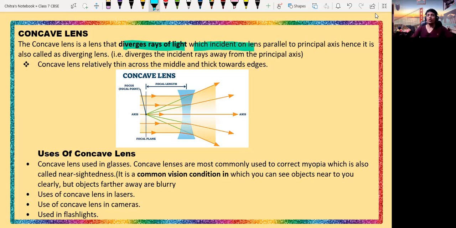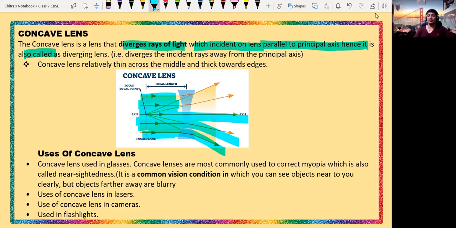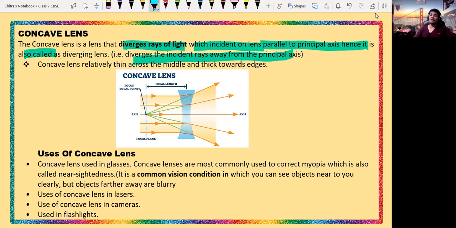When light rays are incident on the concave lens parallel to the principal axis, it diverges the light rays. Light rays come incident here and they diverge like this. As you can see here, all the light rays are being diverged. So that's why the concave lens is also called a diverging lens. That means it diverges the incident ray away from the principal axis.